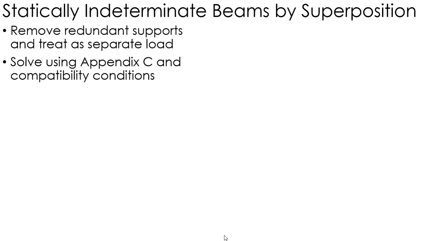Okay, here we're going to talk about statically indeterminate beams, but we're going to use superposition in order to solve for the reaction. So again, a statically indeterminate beam has some redundant support. So what I do is I basically remove it and treat it as a separate load. Okay, so I find that redundant support, treat it as a separate load, and use Appendix C, where I have all the deflections based on different loadings, along with compatibility equations, in order to solve this.